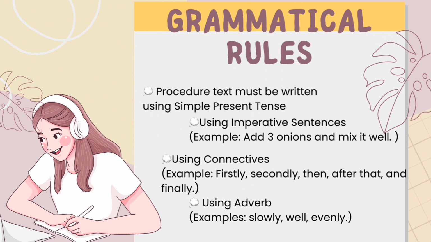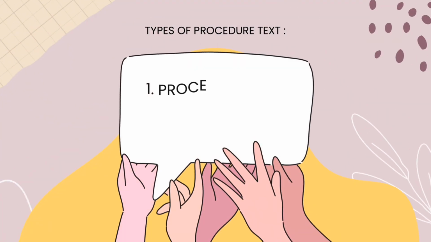And the fourth is using adverbs. Adverbs are used to give a description of time. There are two types of adverbs used in procedure text, namely, adverb of time, which indicates how long we have to do something. For example, in 10 minutes, for 1 hour. And adverb of manner, which describes how to do something. For example, slowly, well, evenly.